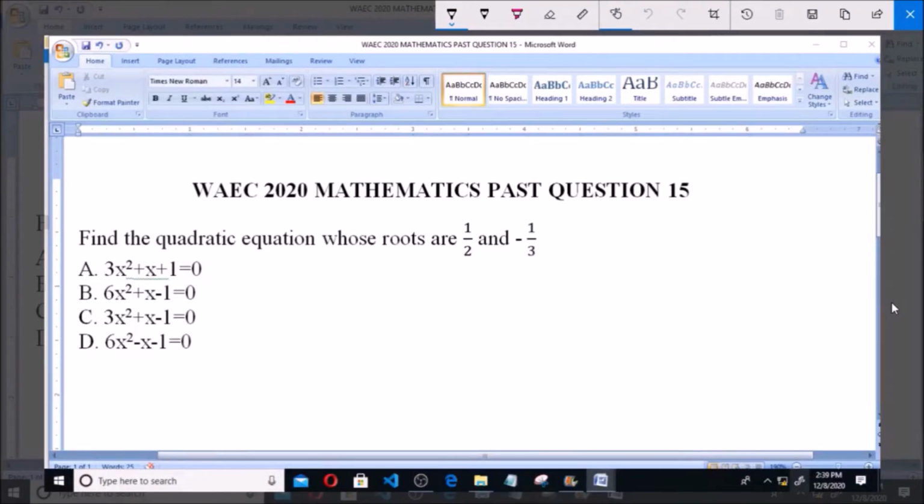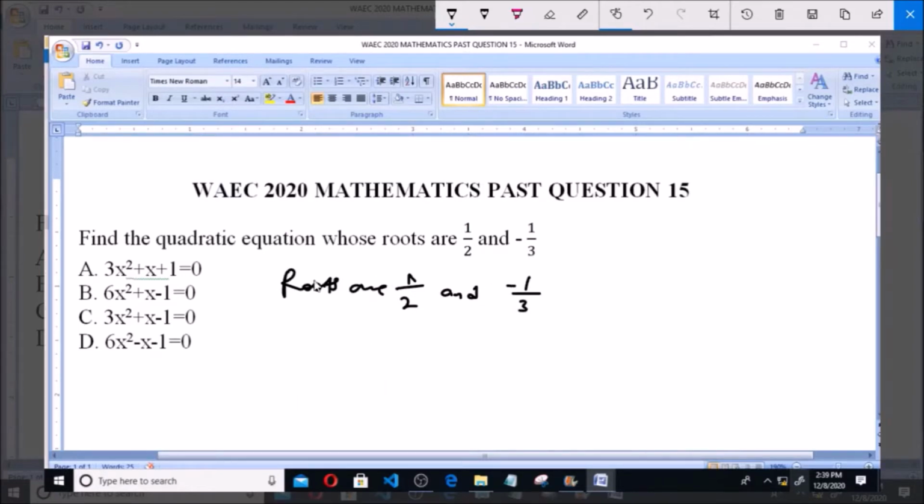I'll be answering WAEC 2020 Mathematics Past Question 15. Find the quadratic equation whose roots are 1 over 2 and minus 1 over 3. And the roots of the equation, the roots are 1 all over 2 and minus 1 over 3.